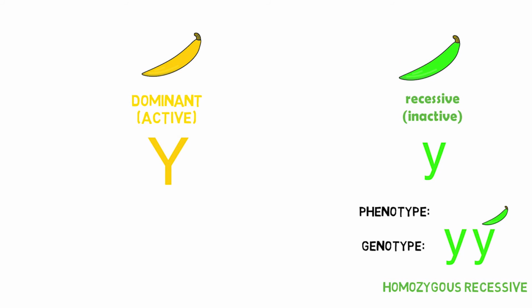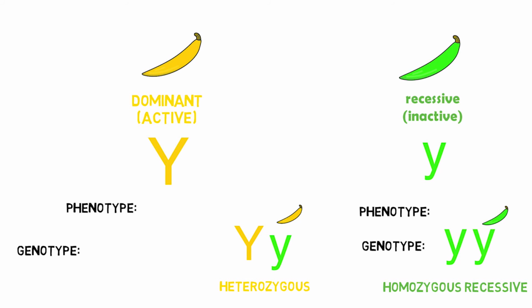If the pea plant with the yellow pea pods inherited one broken and one unbroken gene, the genotype would be written as uppercase Y, lowercase y, and we would call this the heterozygous genotype. If the pea plant with the yellow pea pods inherited two unbroken genes, the genotype would be written as uppercase Y, uppercase Y, and we would call this the homozygous dominant genotype.